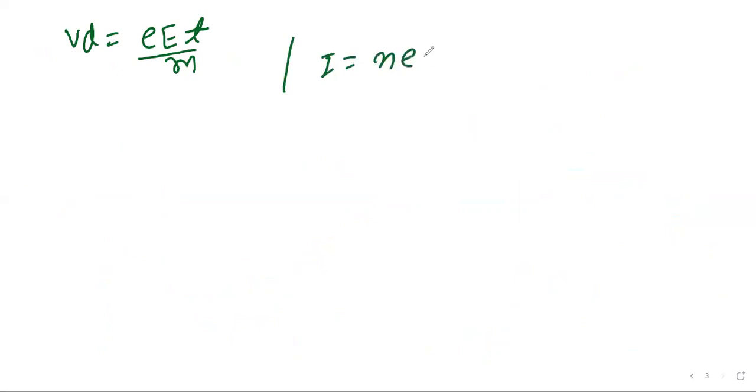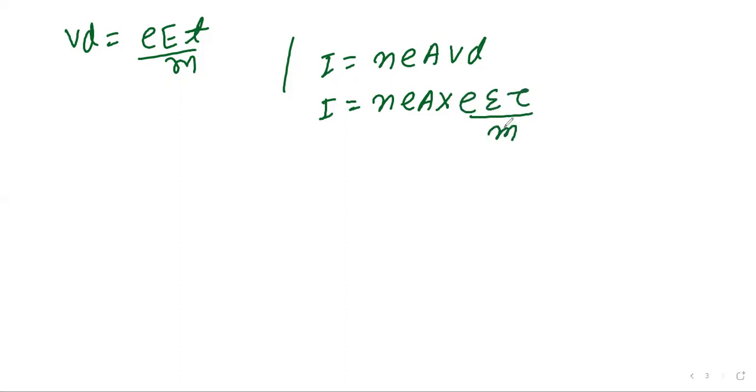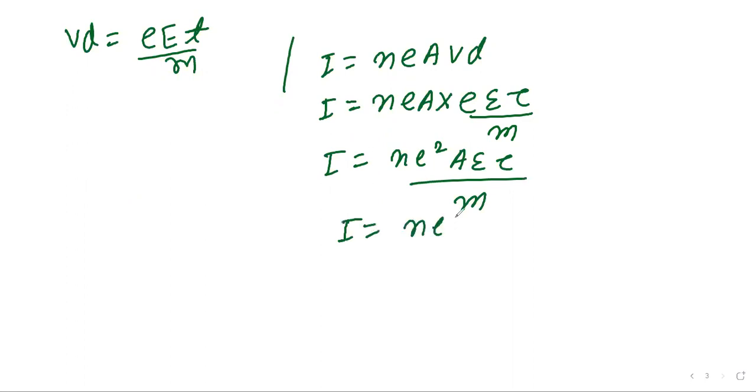The next part is nothing but the relaxation period. So VD will become eE into tau upon m, right? The current value we know is n into e into A into VD. So n e A VD, the VD value we have got, is eE tau upon m. We have just arranged it. So you will get I equal to n e square A E tau upon m. So arrange it, you will get n e A tau upon m. Tau is nothing but t.